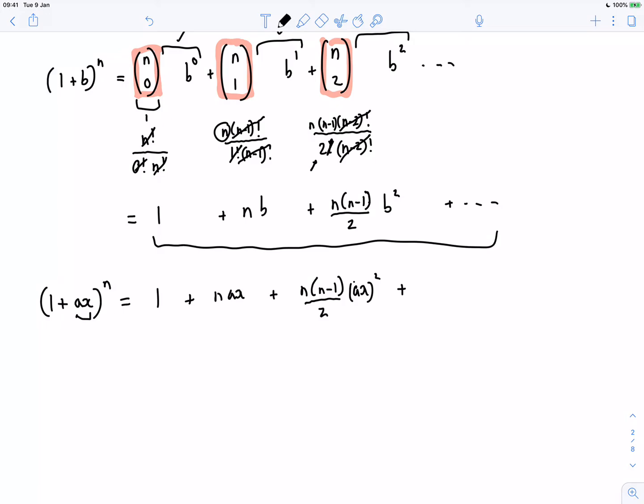then can we guess what the next term would have been? Well, it would have been n times (n − 1) times (n − 2), right? Because it would have gone down the factorials. Look, it goes from n to n − 1, and then the next one, because the factorials would have cancelled. And then on the bottom, there would have been 3 factorial. And then this would have been (ax)^3. And we could have kept going like that.